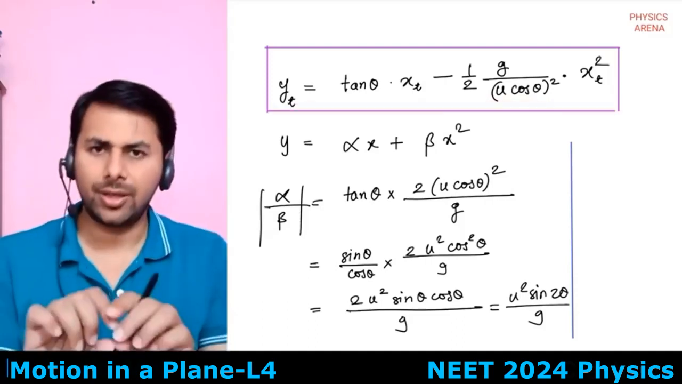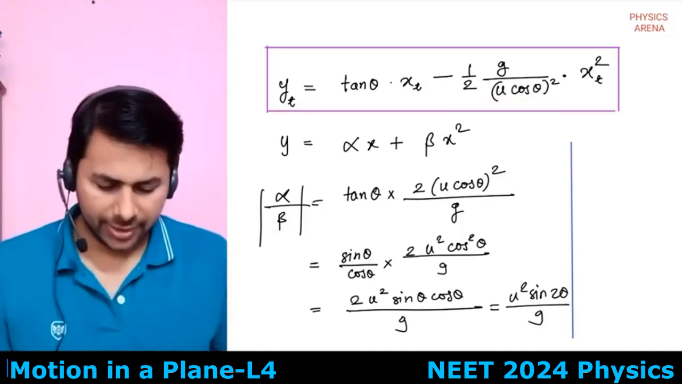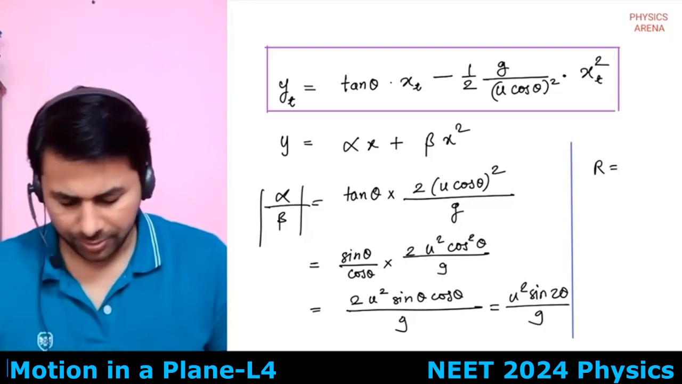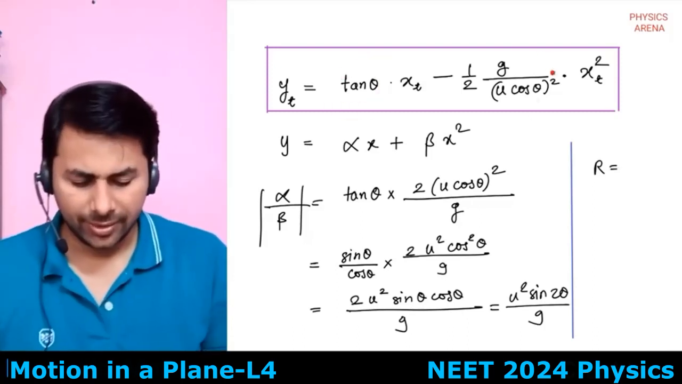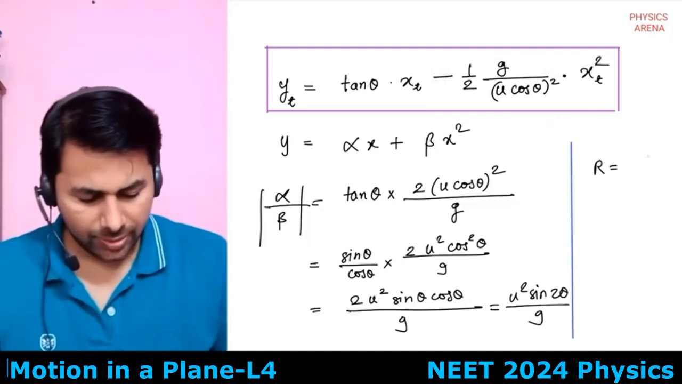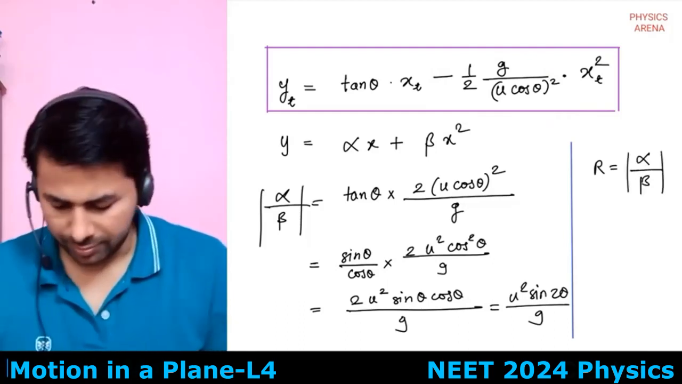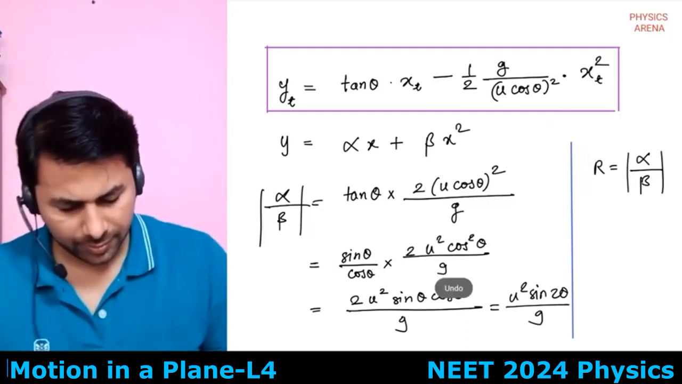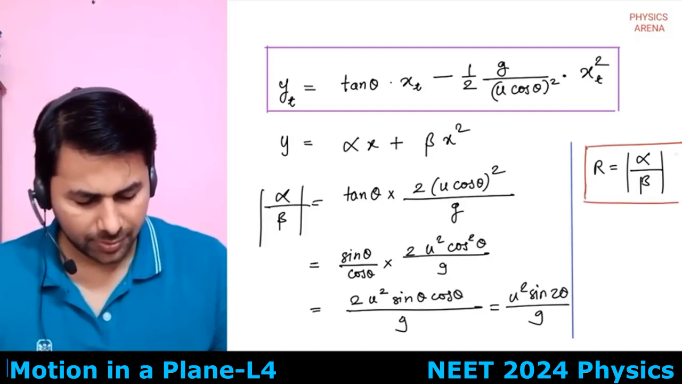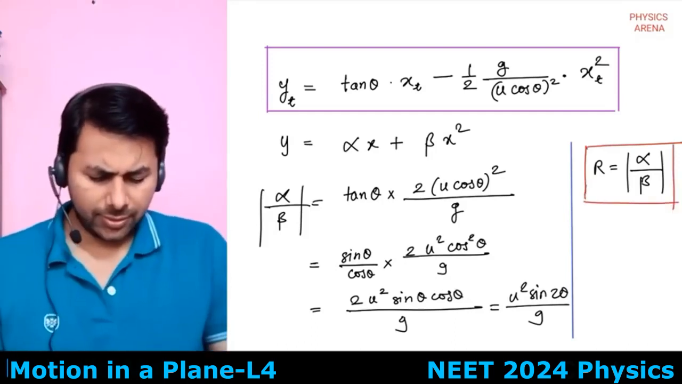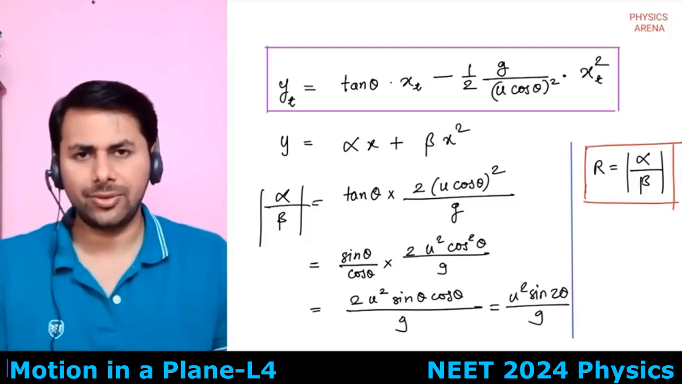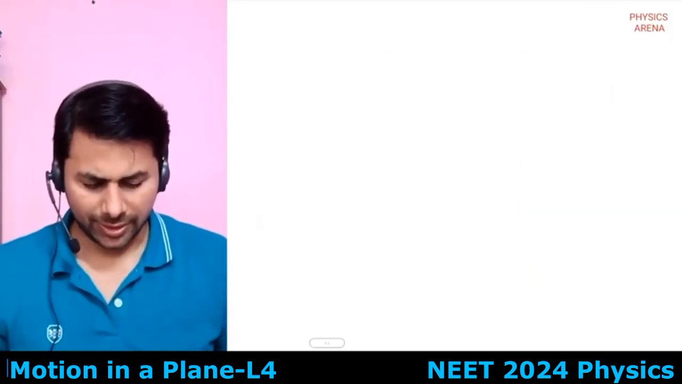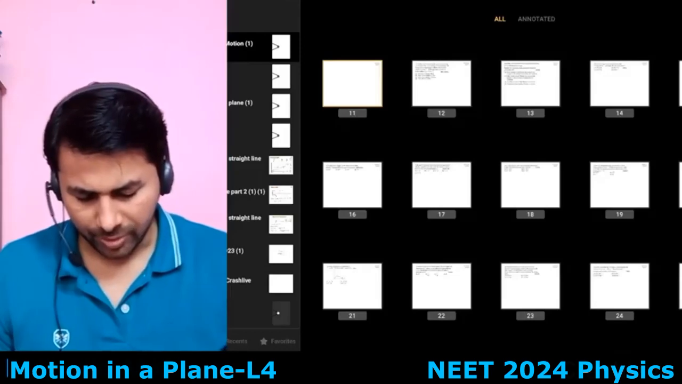So if you are given some equation, and it is said that it is the equation for the path of a projectile, how will you find the range? Range is equal to this alpha divided by beta, so it is the magnitude of alpha upon beta. These are all the things that we need to remember in order to solve problems based upon projectile motion. Now let us see some problems.